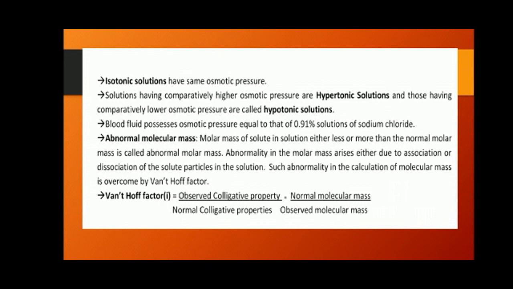Abnormal molar mass is when the molar mass of a solute in solution is either less or more than the normal molar mass. Such abnormality in the calculation of molar mass is overcome by the van't Hoff factor, which is given as i equals observed colligative property upon normal colligative property.